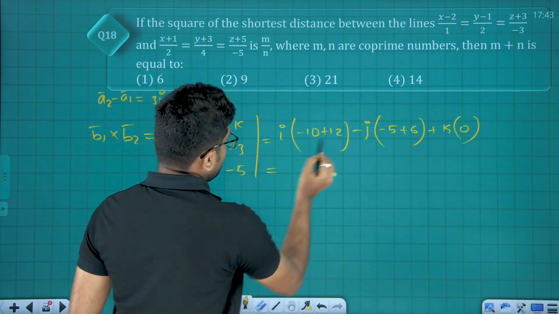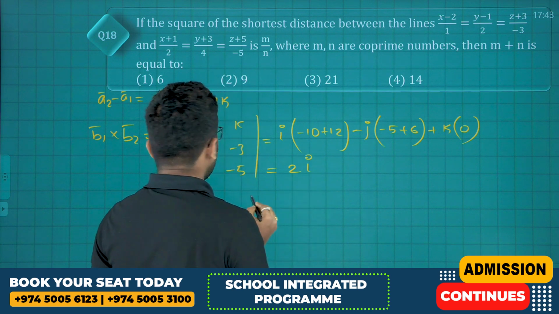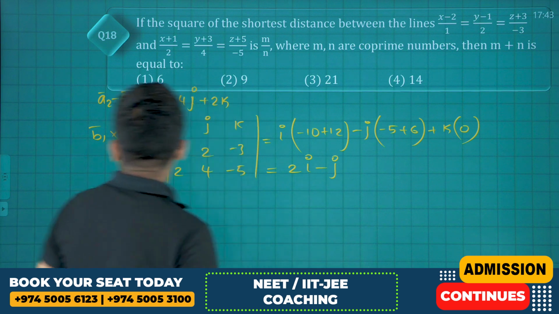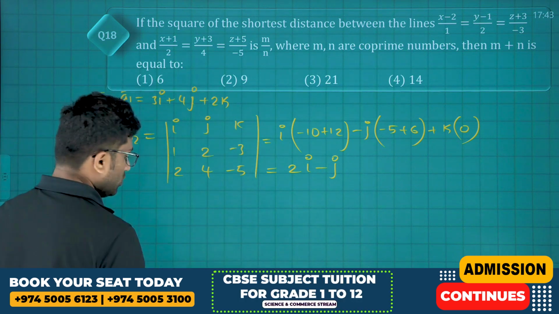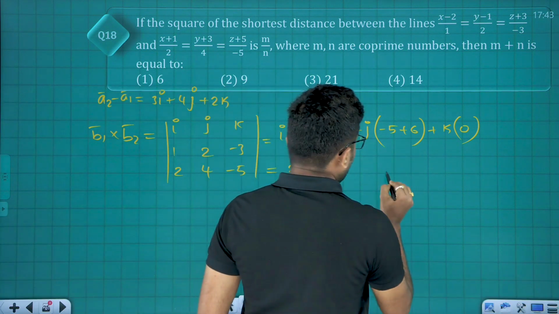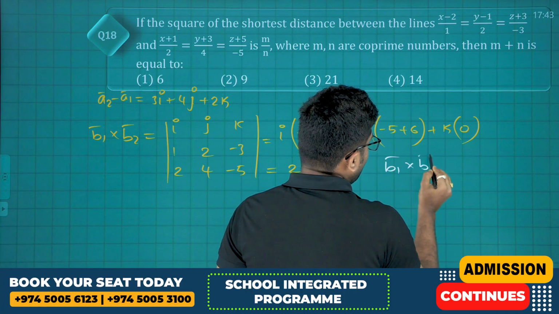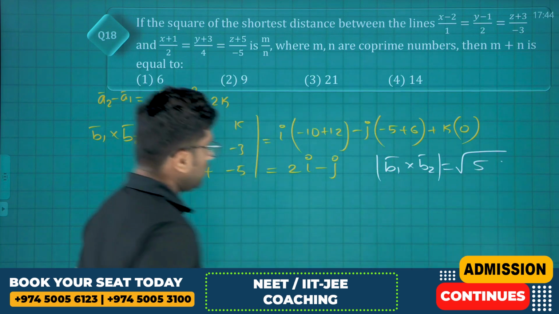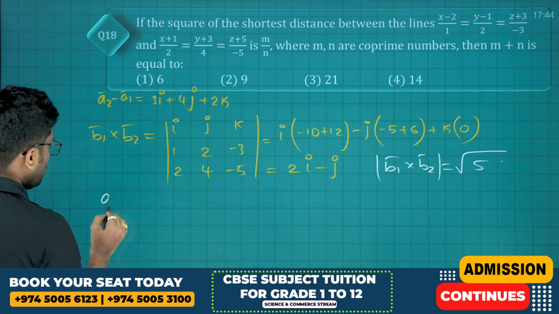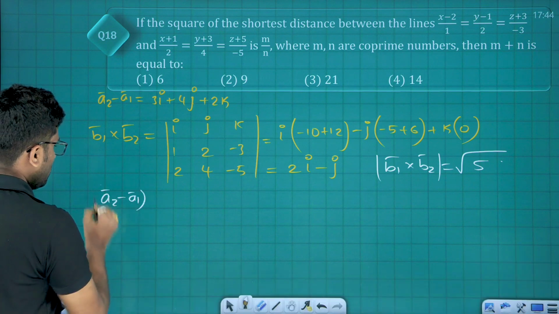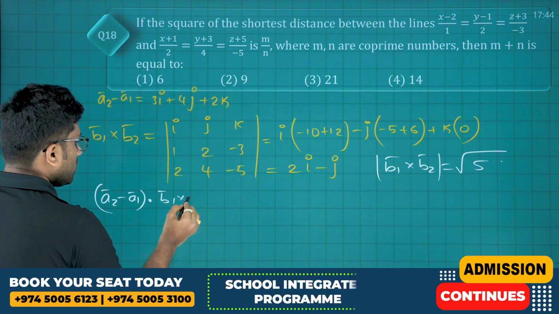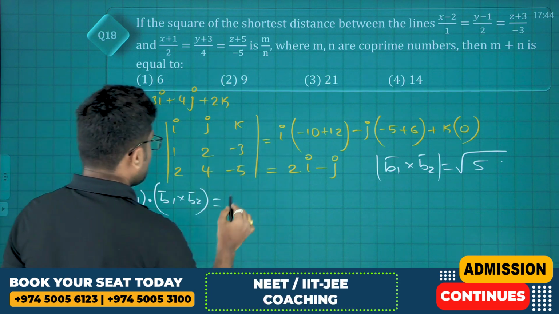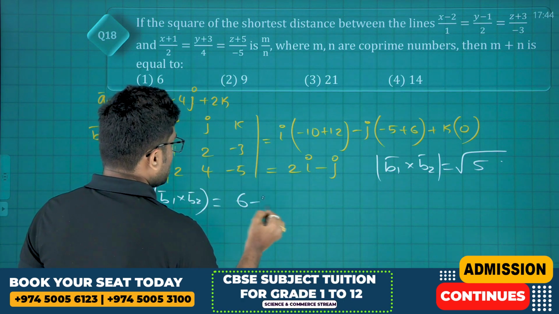So that becomes 2i, plus but minus j directly. So what is mod of b1 bar cross b2 bar now? From here we can get mod of b1 bar cross b2 bar is root over 4 plus 1, which is root 5. Okay. And we have one more thing to do. a2 minus a1 dot b1 bar cross b2 bar. That is equals to 2 3s are 6, 6 minus 4, which is 2.